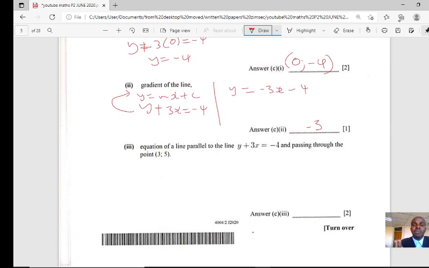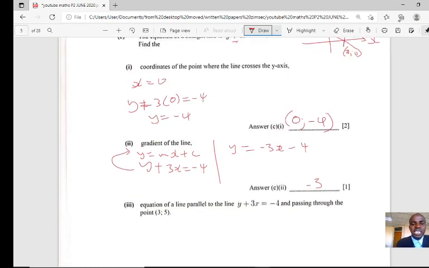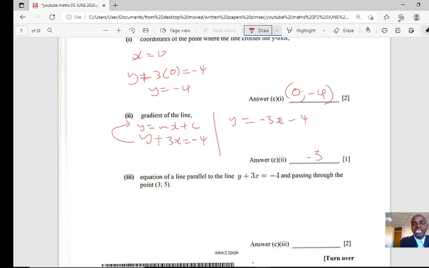Next, the equation of a line parallel to the line y plus 3x equals minus 4 and passing through the point (3, 5). So we are given here the equation of the line that you want. The line is actually parallel to this line that we have already worked out its gradient. So what do you understand about parallel lines? The way they slope is the same. So they have equal or the same gradients. So the gradient of this line is supposed to be minus 3.